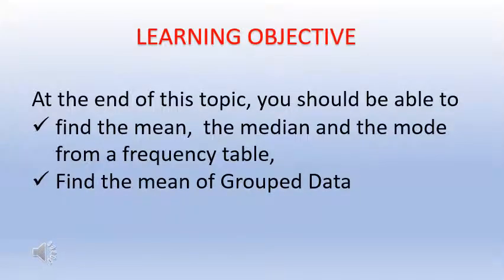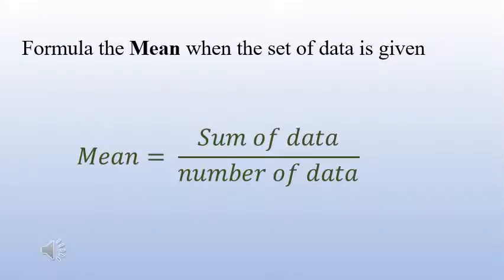At the end of this topic, you should be able to find the mean, the median, and the mode from a frequency table and the mean of group data. In our previous lesson, we learned what the mean is and how it is calculated when a set of data is given. The formula is: mean is equal to sum of data over number of data.